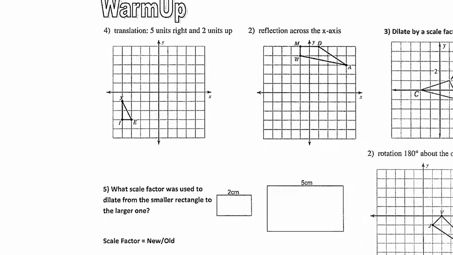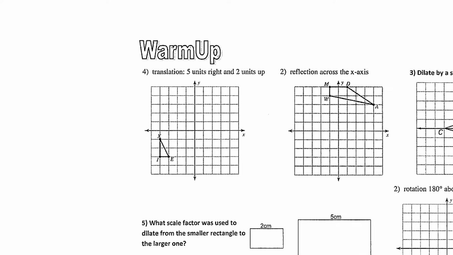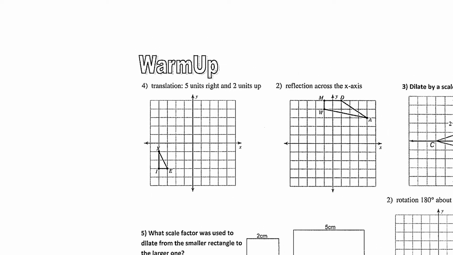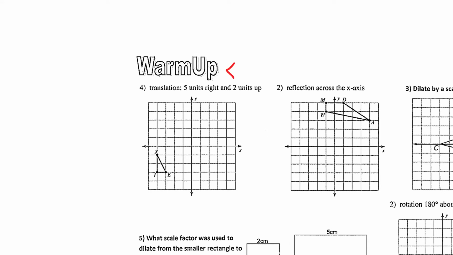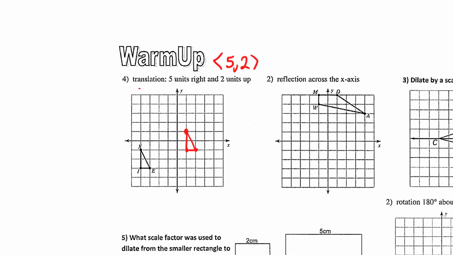All right, so about to take a quiz on this. So, first one, translated 5 units right, 2 up. So what would the vector look like on that? Yeah, it'd just be 5, 2, right? So we go 5 units right, 1, 2, 3, 4, 5, up 1, 2, down 2 over 1. So it should look like this. Okay, so in a translation we slide, right? Oh, got moved.